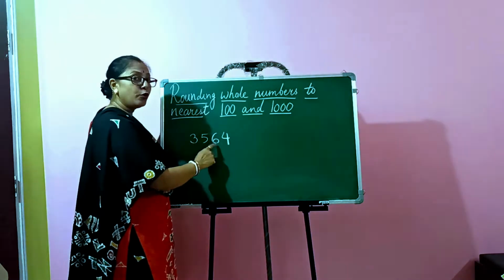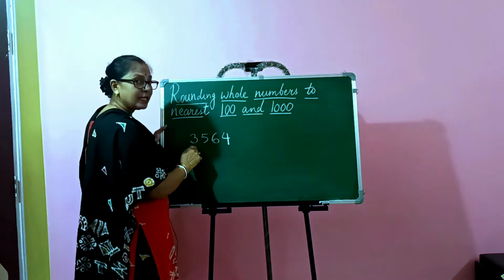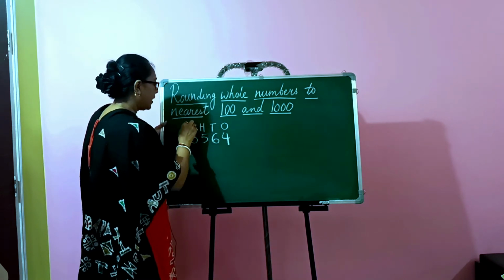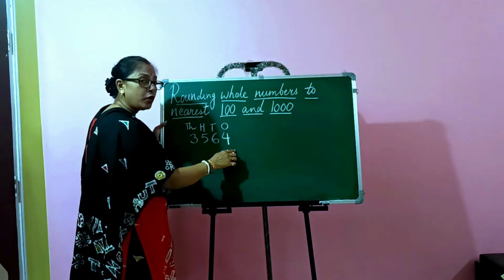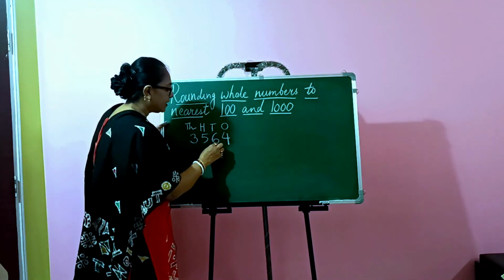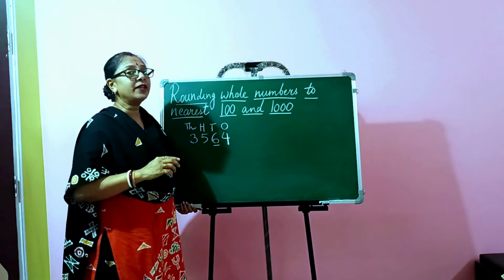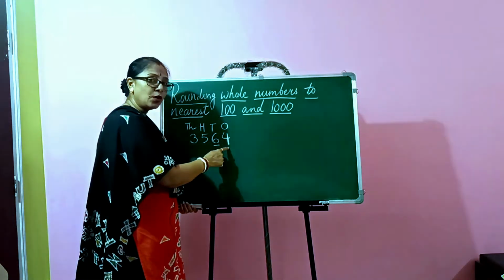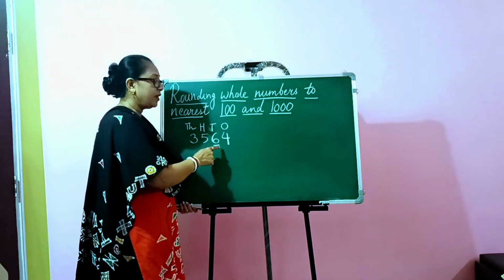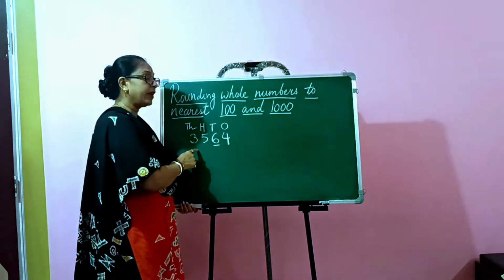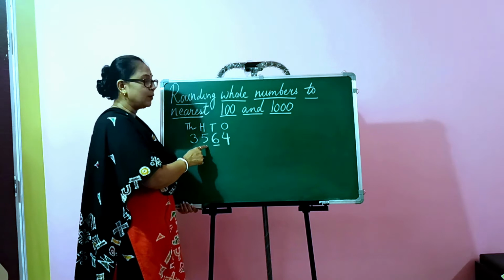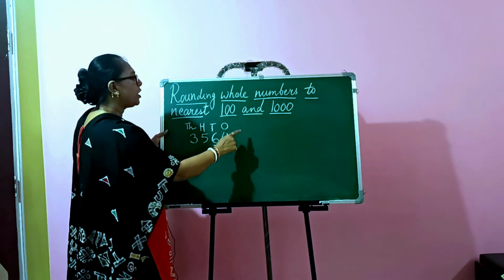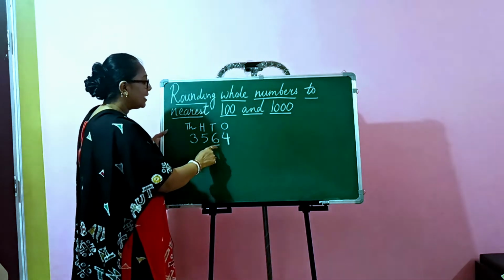We have here a 4-digit number. Let's write the place values on the top: ones, tens, hundreds and thousands. Now to round off to the nearest hundreds, we look at the tens place. Remember, when we round off any number to the nearest tens, we look at the ones place. To round off to the nearest hundreds, we look at the tens place. To round off to the nearest thousands, we look at the hundreds place. So, here, since we are rounding off to the nearest hundred, we look at the tens place.